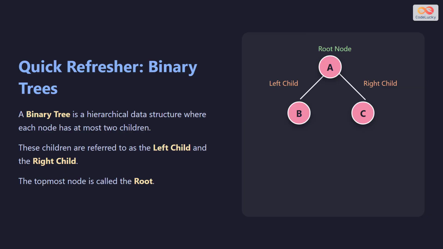Before we dive in, let's quickly refresh our memory. A binary tree is a structure where every node has at most two children, commonly called the left child and the right child. The topmost node of the tree is known as the root.